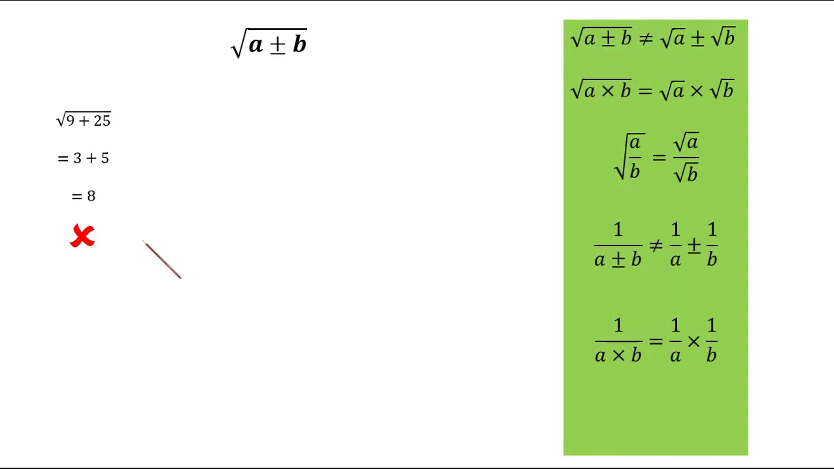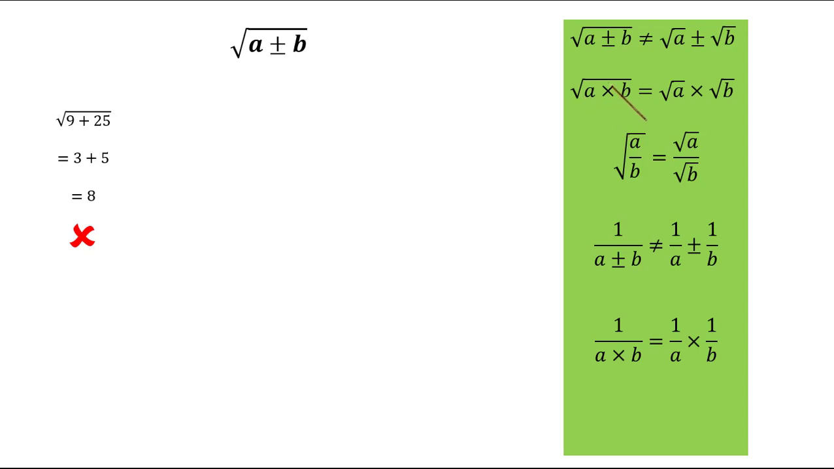Similarly, what is square root of a plus or minus b? For example, try to find what is the mistake in this particular thing. Square root of 9 plus 25. So square root of 9 is 3, plus as it is, square root of 25 is 5, 3 plus 5 is 8, but that's wrong. Why is this wrong? We are going to understand this in a moment. But remember the rule. Square root of a plus or minus b is simply not equal to square root of a plus or minus square root of b.